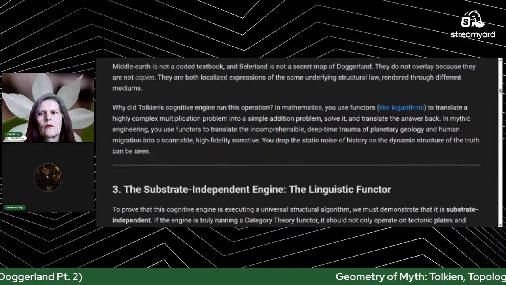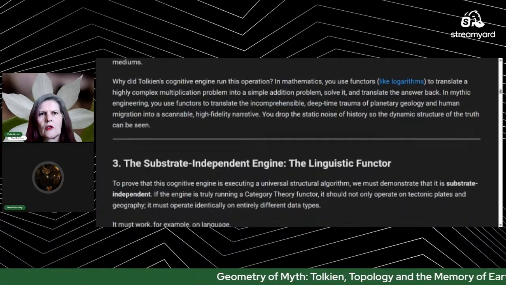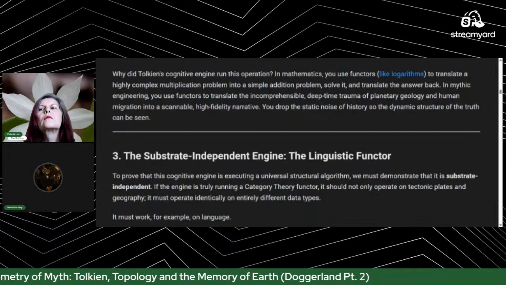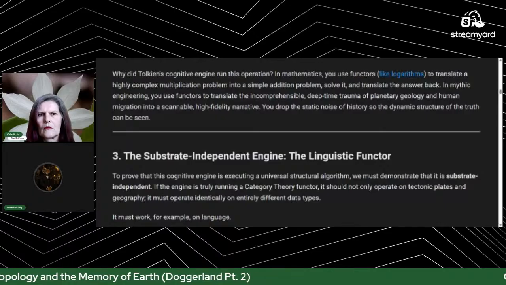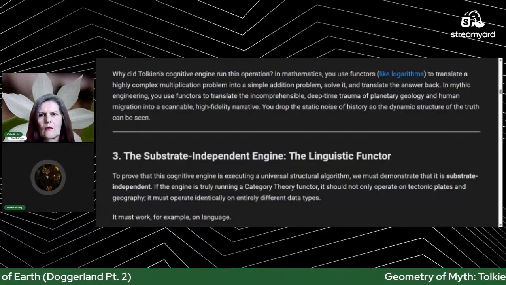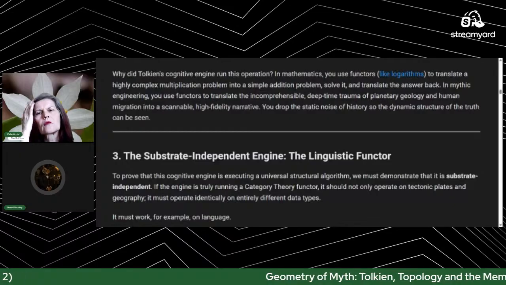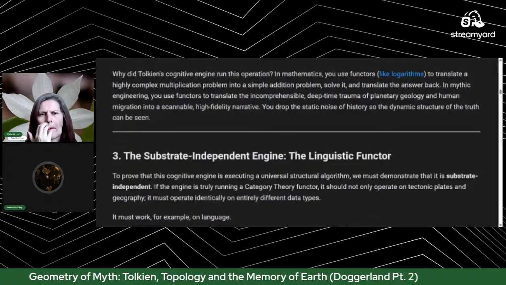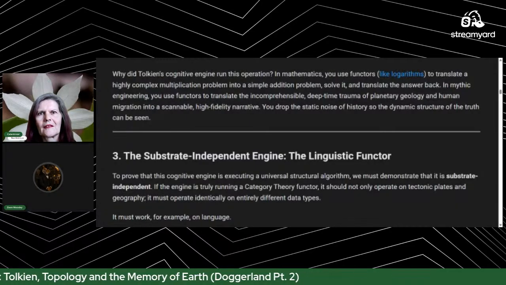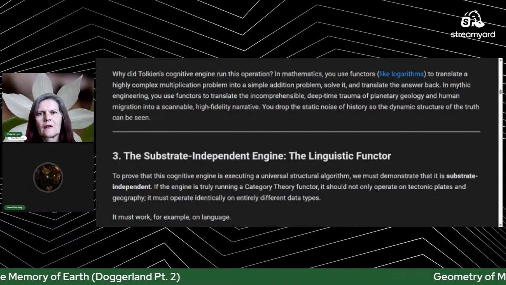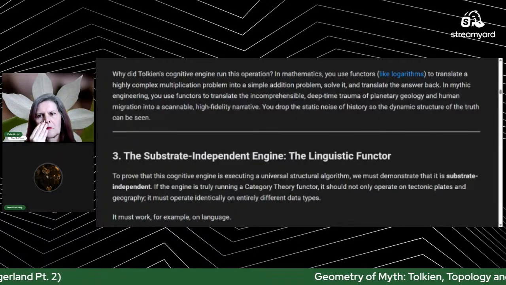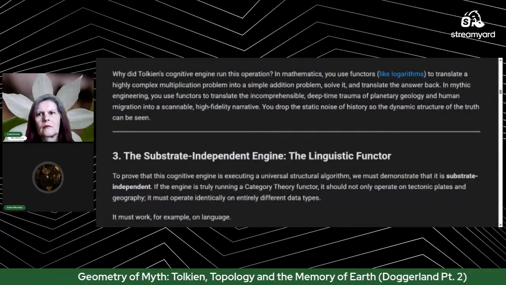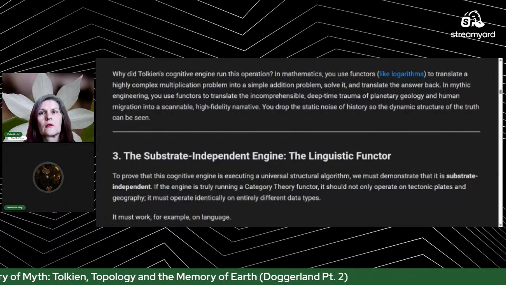And I go on with it. Why did Tolkien's cognitive engine run this operation? In mathematics, he used functors like logarithms to translate a highly complex multiplication problem into a simple addition problem. Logarithms are actually exponents of a number base. If you're using base 10, these are known as ordinary logarithms. If using natural logarithms, it's base e. But it doesn't matter what your number base is. You can add the numbers and then translate back to get the result as if you multiplied them.